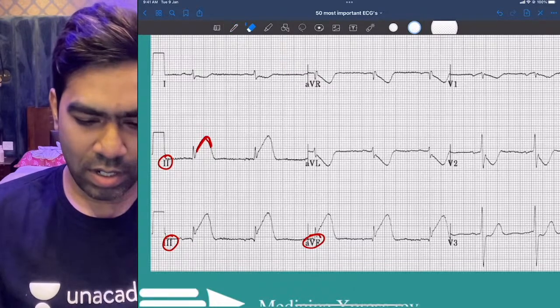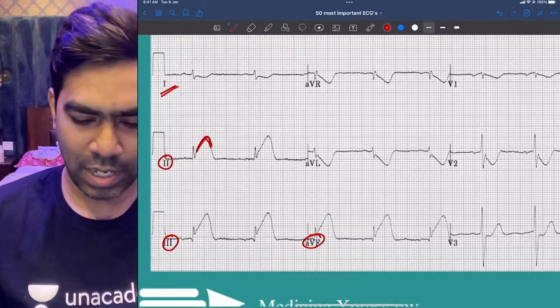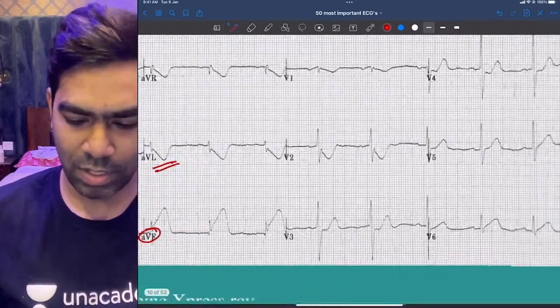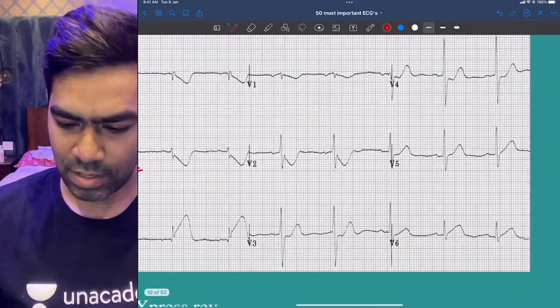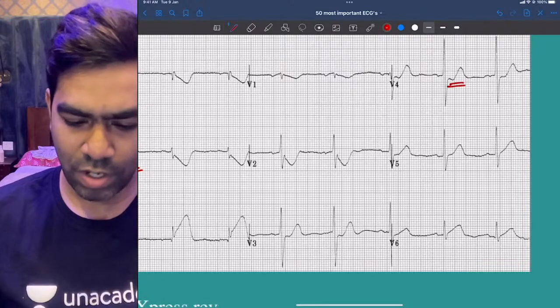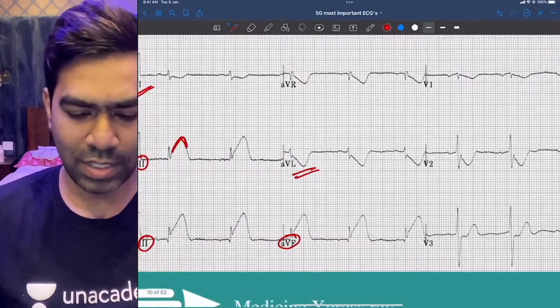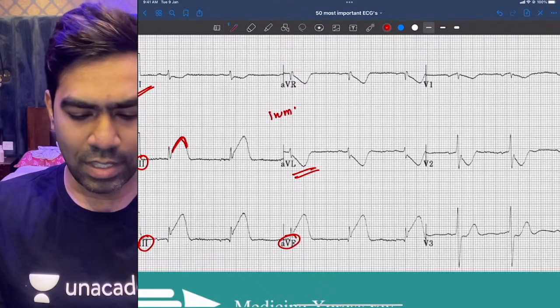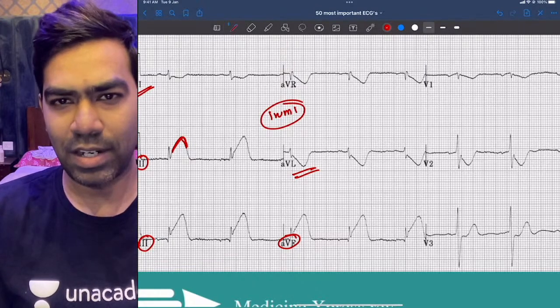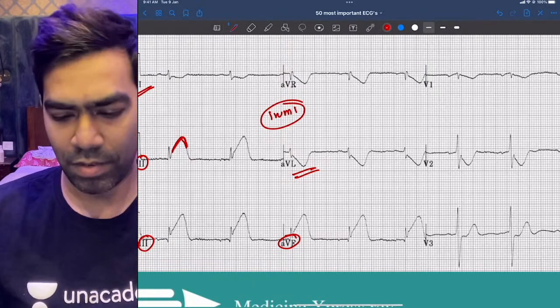In lead 1, you're seeing a bit of reciprocal change. In lead AVL also you can see a bit of reciprocal change, and in lead V4 you're seeing a bit of reciprocal change. Yeah, in lead V2 you're seeing a reciprocal change, whatever it is. So this is an EKG that shows a characteristic STEMI, that is an inferior wall myocardial infarction.